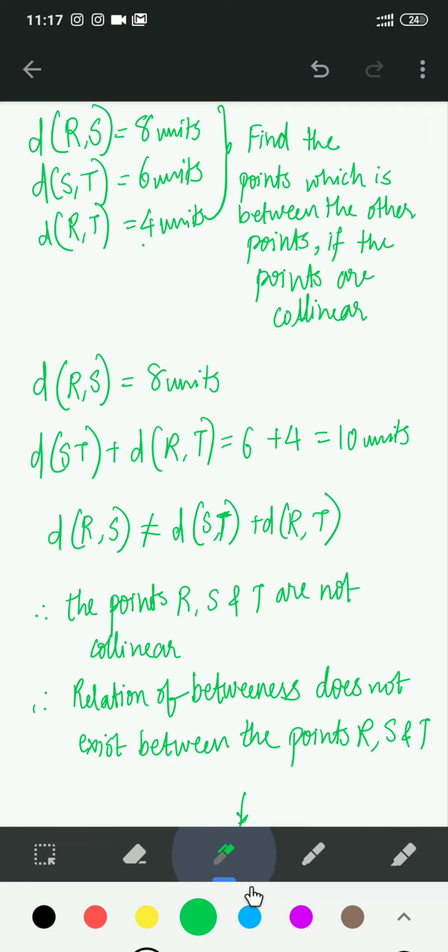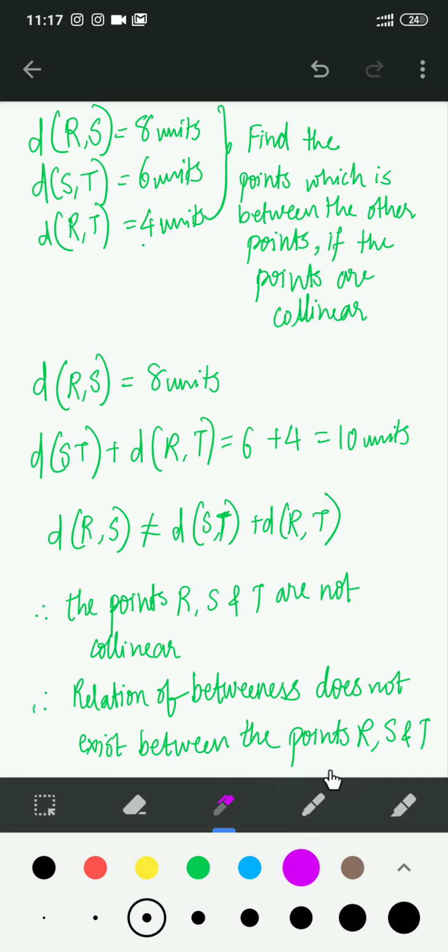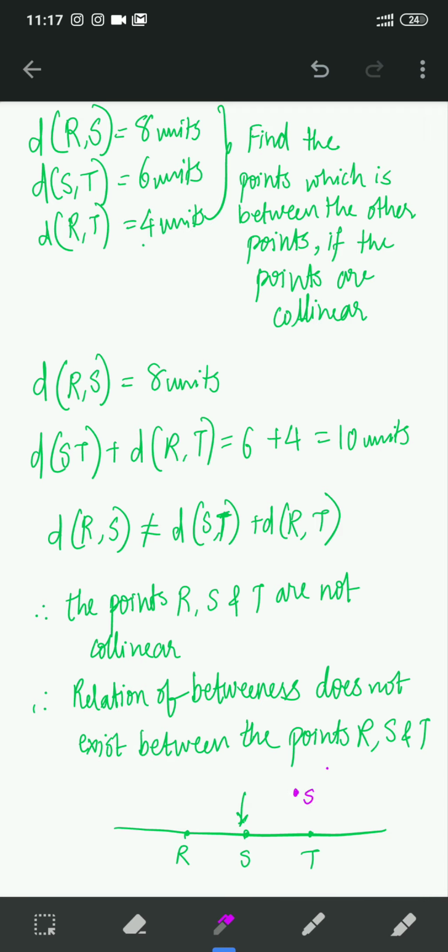But suppose they were not in the same line, suppose point S was somewhere else. Point S was somewhere here, and this is point T, and this is point R. Now, can I say that S is in between R and T? No, I cannot say it. So that relation doesn't exist when they are not collinear. I hope you understood this type of problem.